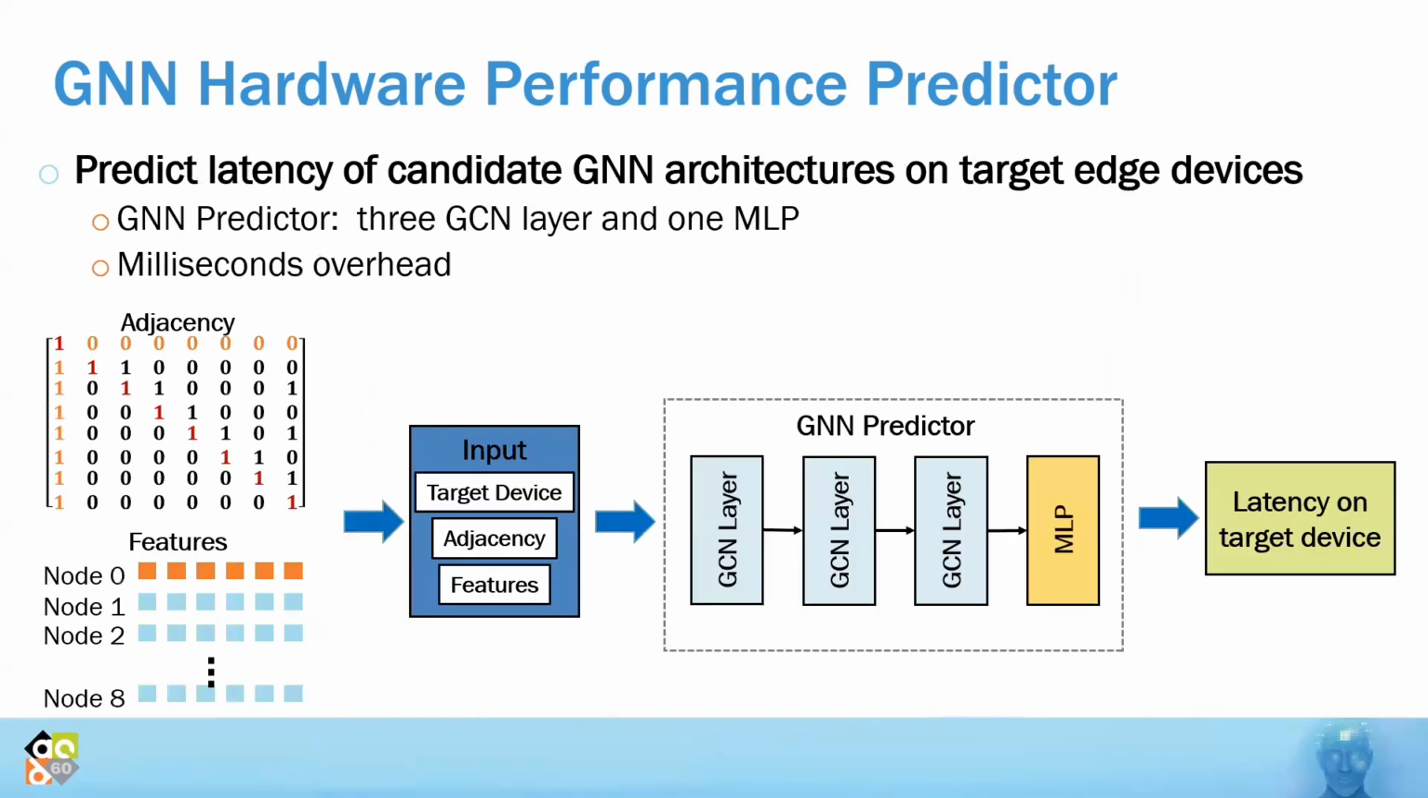Finally, we build a GNN predictor model based on 3 GCN layers and a multi-layer perceptron, and train it by collecting latency information of 30,000 GNN architectures on different devices. Since the number of nodes in the GNN architecture graph is usually small, only millisecond-level time is required to complete a prediction.